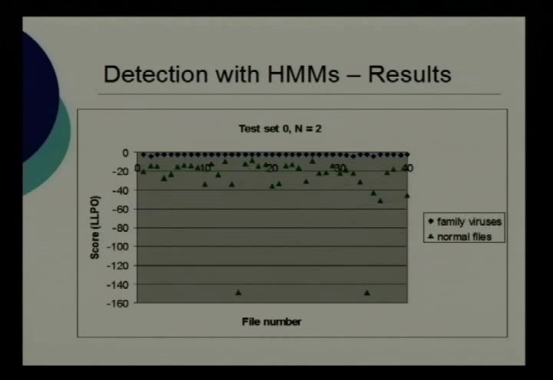This is a typical result of all the 25 models. As we can see, the model in fact assigns high values to family viruses, and the probabilities assigned to normal files are much lower. So if we can reasonably select a threshold that can clearly separate them, we can actually achieve a 100% detection rate when we try to distinguish a normal file from an NGVCK virus.